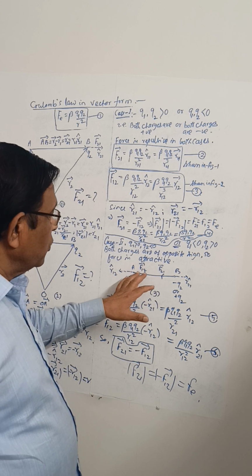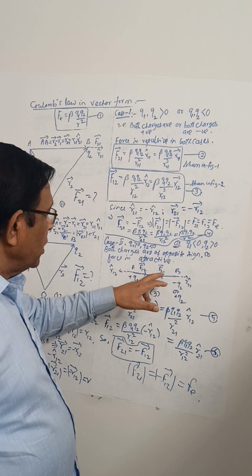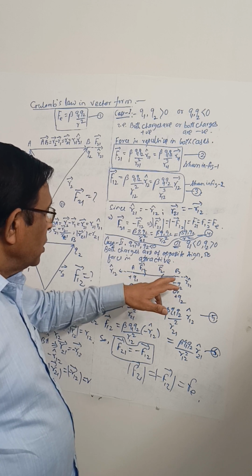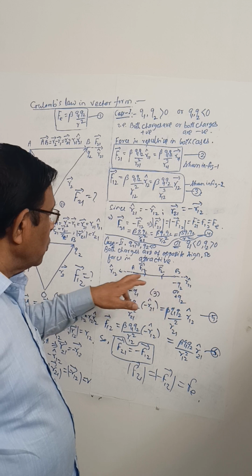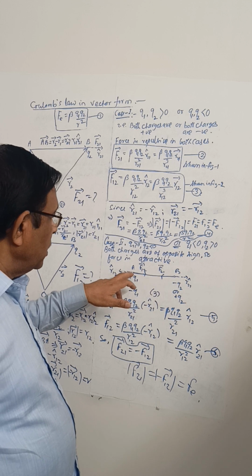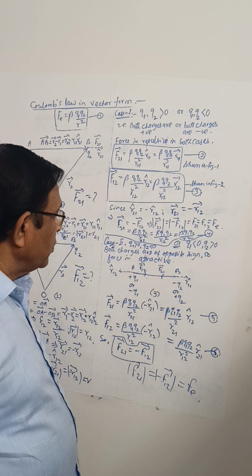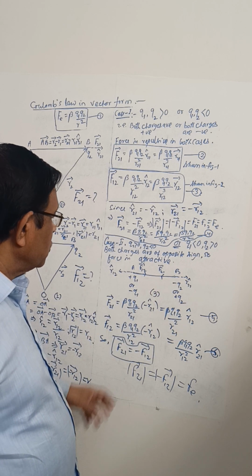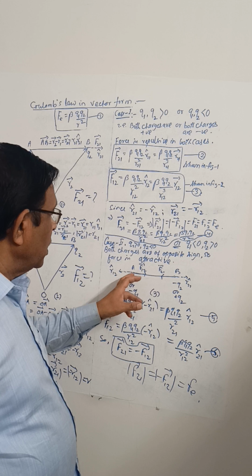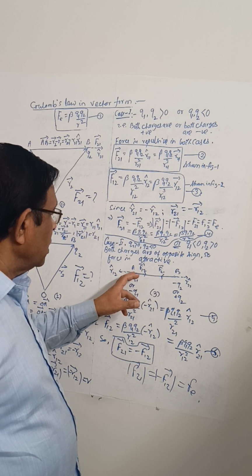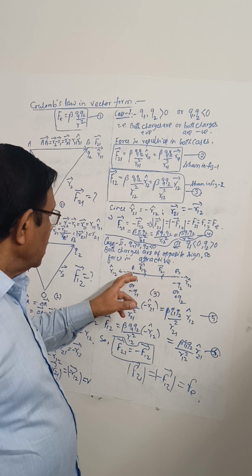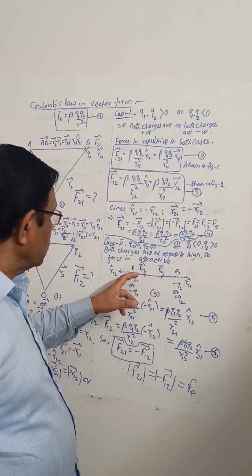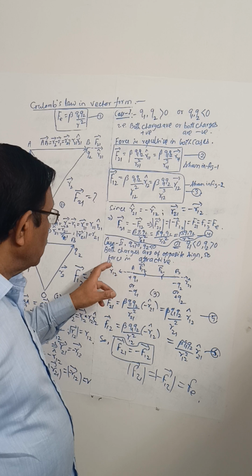So these attractive forces are given by f21 vector and f12 vector. Since the charge at B is attracted towards the charge at A, it is represented by f21 vector, and this is in opposite direction to r21 cap. Similarly, the force on q1, the force on the charge at A due to the charge at B, is also attractive, is represented by f12 vector, which is in opposite direction to r12 cap.